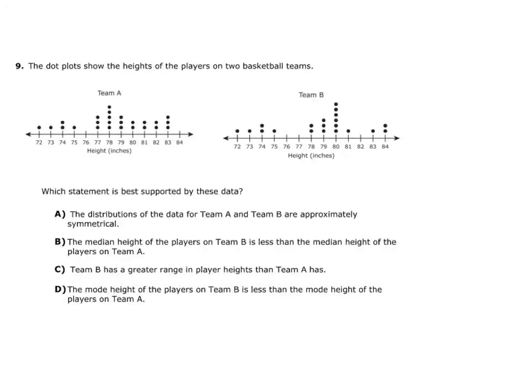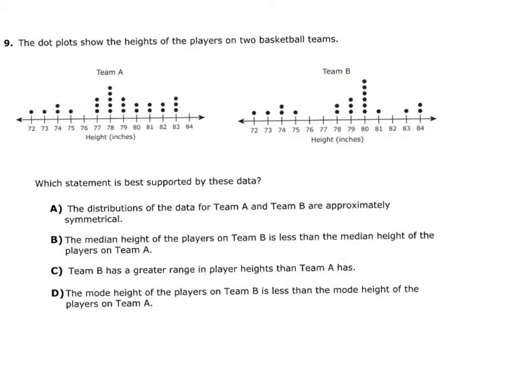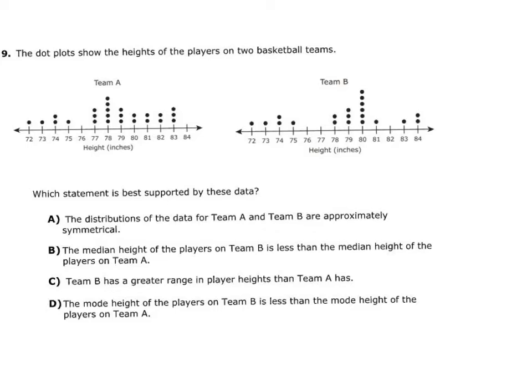Make sure that you have it on one. So for number 9, it says the dot plot shows the height of the players on two basketball teams. Which statement is best supported by this data? So basically, you need to look at how many points there are. If you count, there are 25 points here. What that means is that they actually surveyed or measured 25 players. And for Team B, there are 20 players.